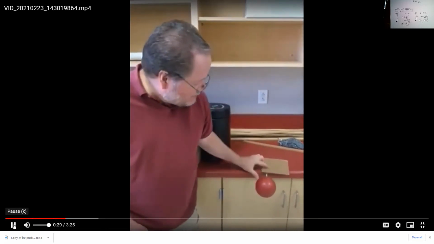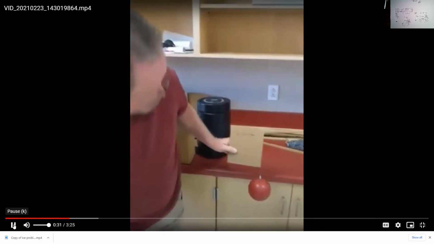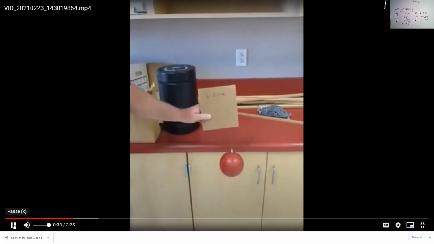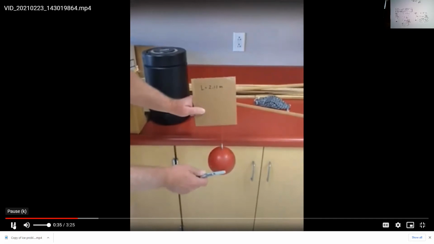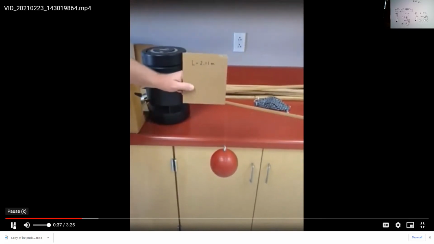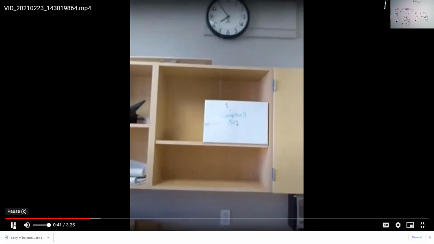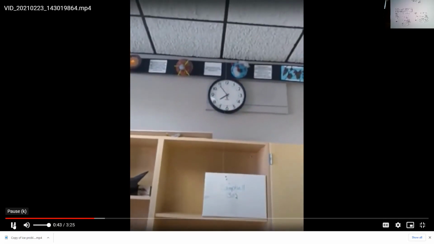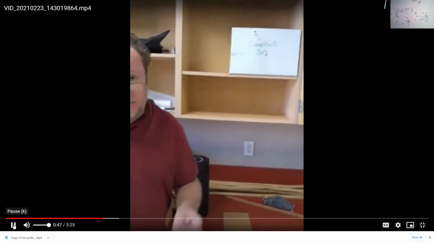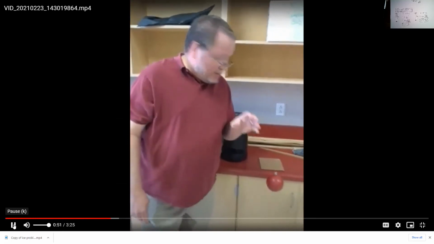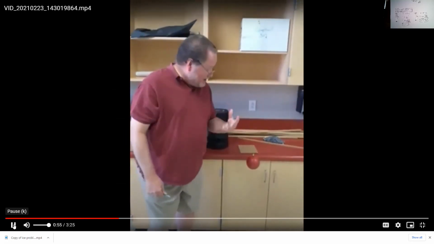And what I want you guys to realize is that I've already measured this. This is 2.11 meters from the middle of the ball all the way up to the ceiling. Okay? So that's the length of this pendulum. Now, given that length and knowing what gravity is, we should be able to determine exactly what the period for this pendulum is going to be. So we're going to test it right now.